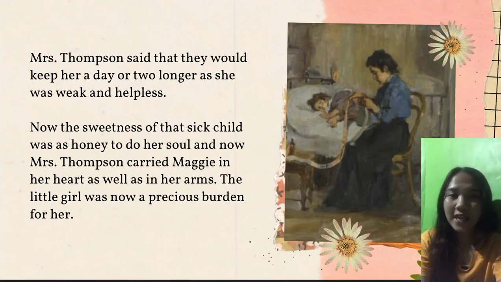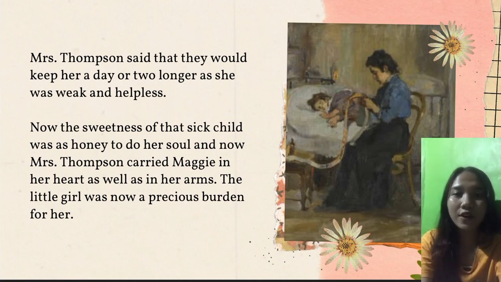Mrs. Thompson said that they would keep her a day or two longer as she was weak and helpless. So Mr. Thompson said that he would not mind if she allowed the poor girl to stay for a day or two. He did not go to see the guardians of the poorhouse on that day, on the next day, nor on the day following. He thought that in less than a week, Mrs. Thompson would leave the thought of making Maggie leave.